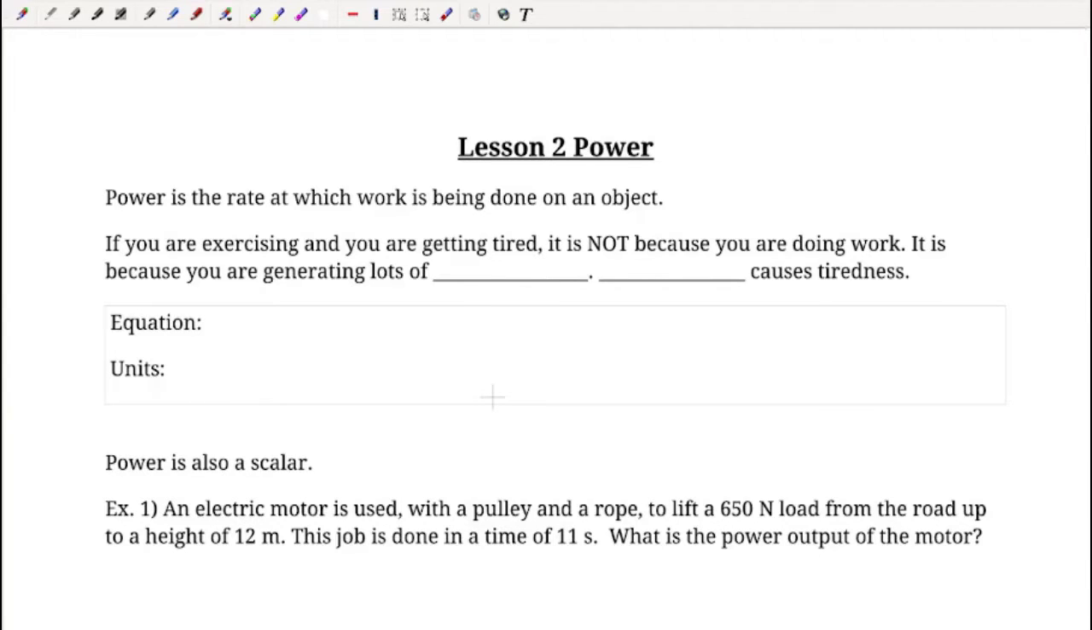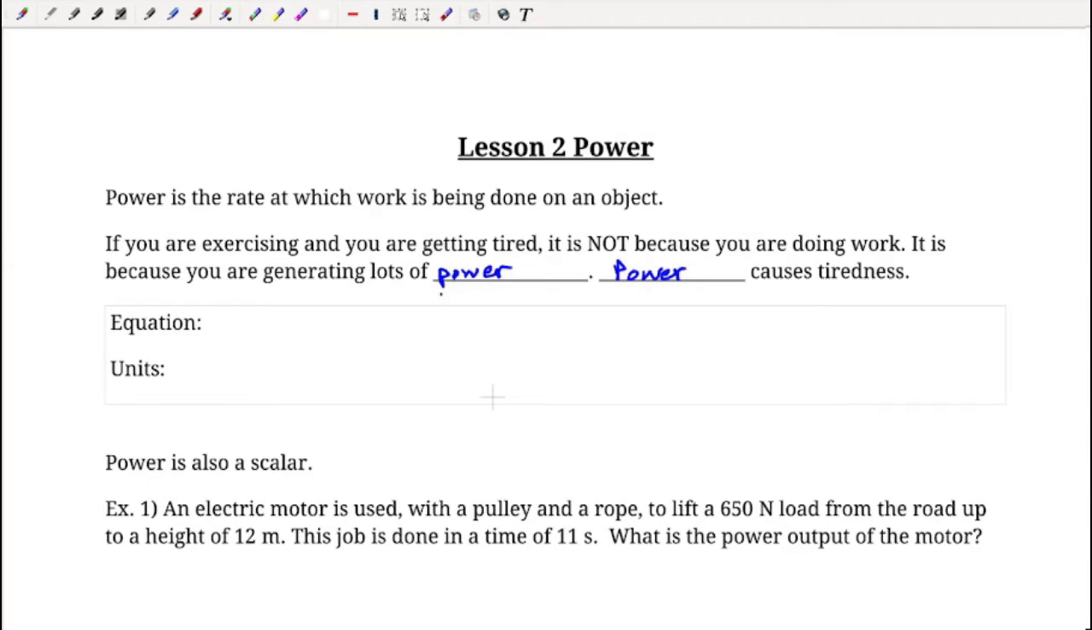If you are exercising and you're getting tired, it is not because you are doing work. It is because you are generating a lot of power. And power causes tiredness. So if you ever wondered why you get so much more tired when you run a kilometer than if you walk a kilometer, it's because you're putting out a lot more power, pushing yourself along at a lot faster rate. So that is the key idea behind today's lesson, how fast you're doing the work.